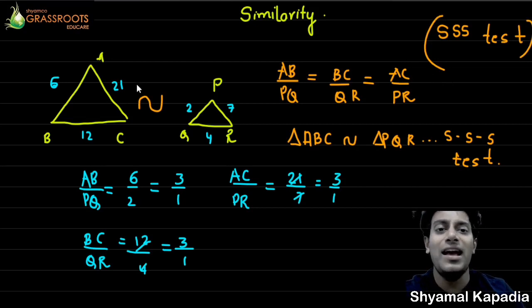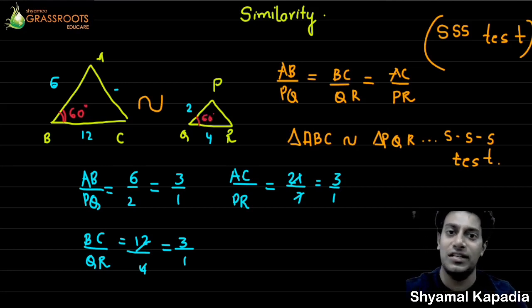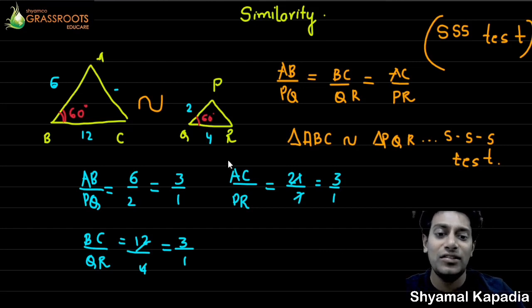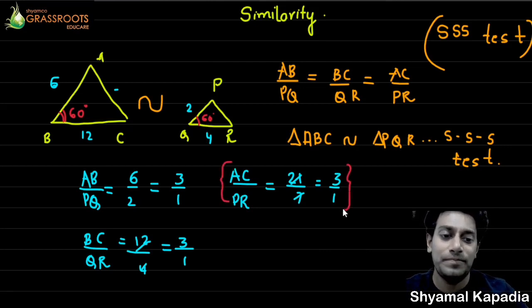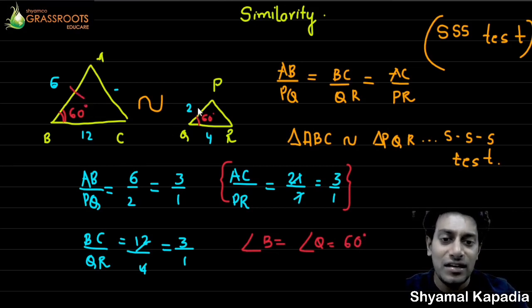The second test: just imagine that this side is not given, the 12 side is not given. Instead of that I give you an angle. For instance, between the two of them, angle B is 60 degrees and angle Q is also 60 degrees. Now can I say that the third portion has changed? Instead I can say that angle B equals angle Q and it equals 60 degrees. That means two sides are in proportion.